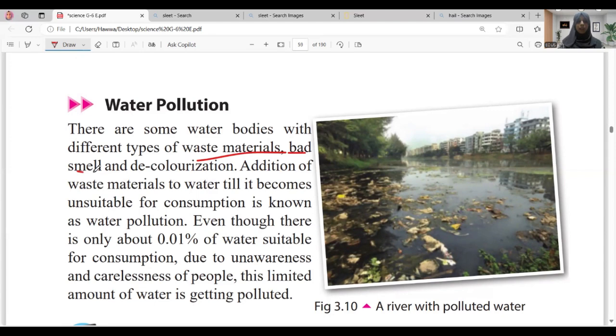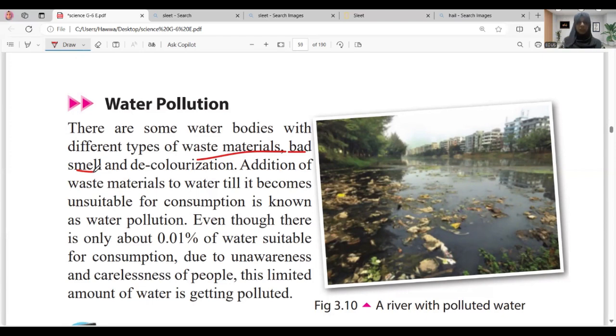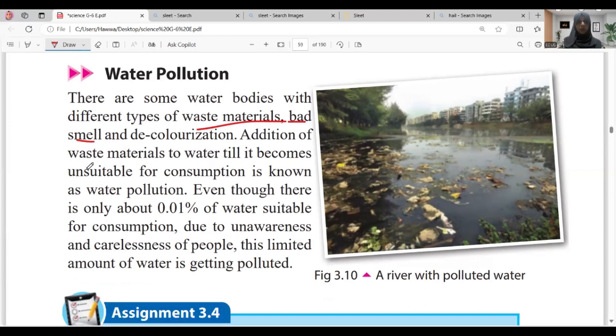So as I told, that Gangarama Lake, what happened is, because of this factory waste is released to water, it is completely dark color, and then they release the waste materials, it smells very bad. And addition of waste materials to water till it becomes unsuitable for consumption is known as water pollution.